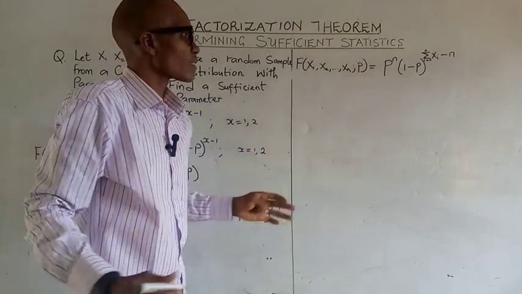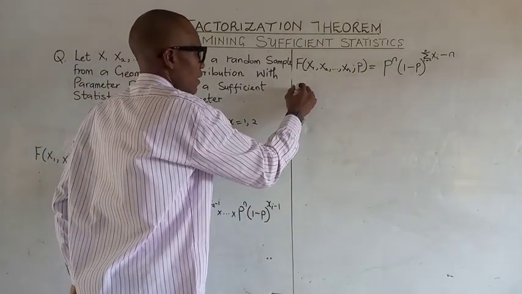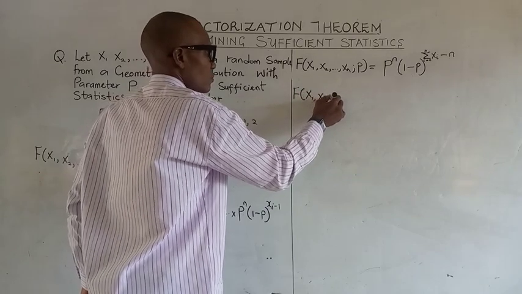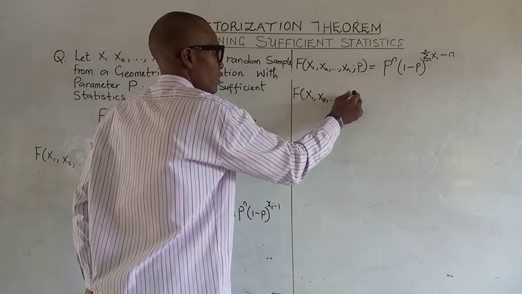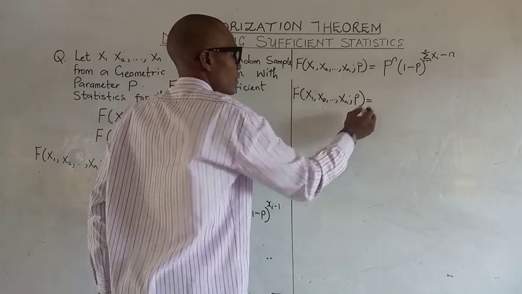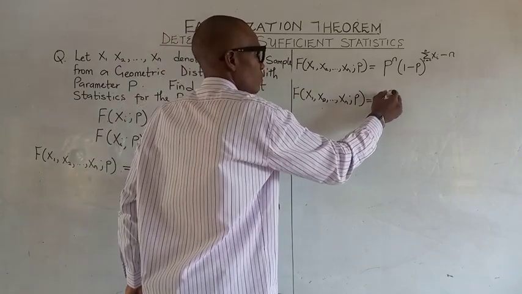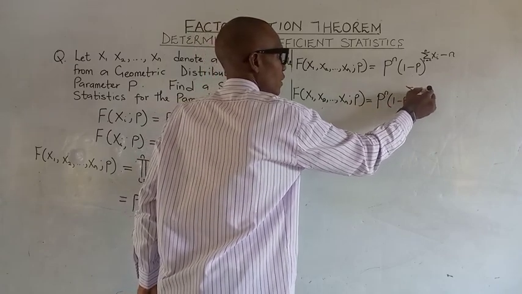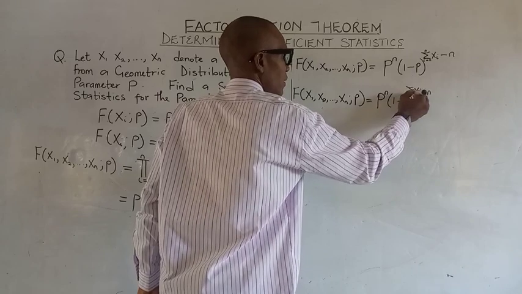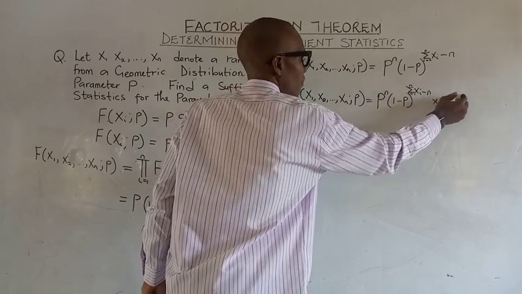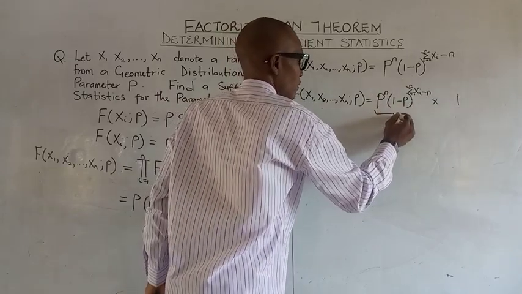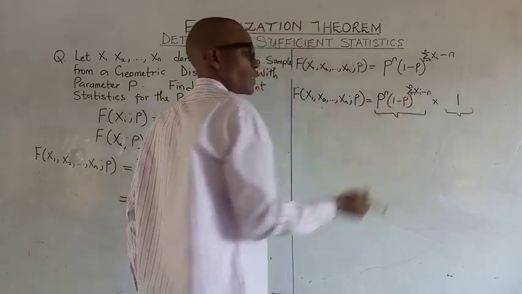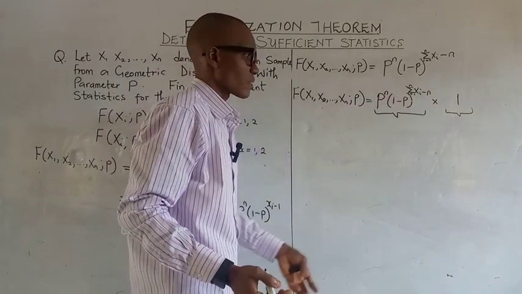How do we factor this out? Factoring this out, we get something like this. f of x1, x2 to xn and p is equal to p raised to the power of n, (1 − p) raised to summation of xi minus n, multiplied by the same one. This is because the whole of this function depends on p. You can't separate it easily.